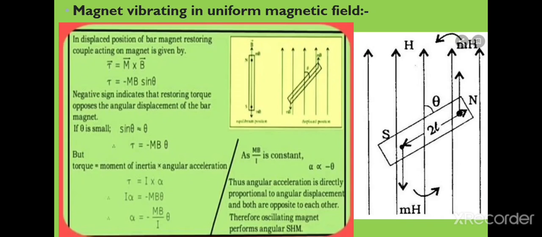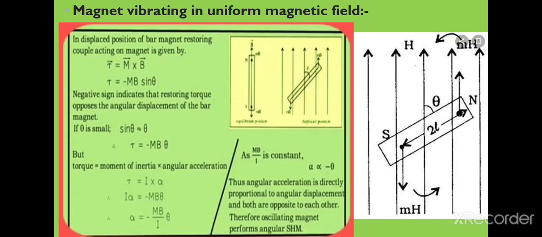Next figure. Let M be the magnetic dipole moment and B the magnetic field. In the deflected position, a restoring torque acts on the magnet. The magnitude of this torque is given by tau is equal to minus MB sin theta. The negative sign indicates that the restoring torque opposes the angular displacement of the bar magnet.